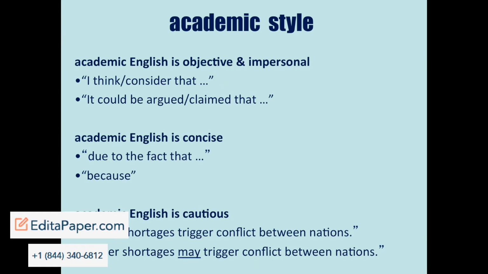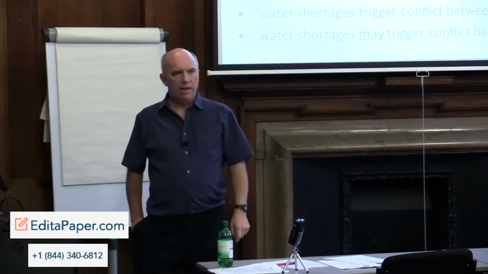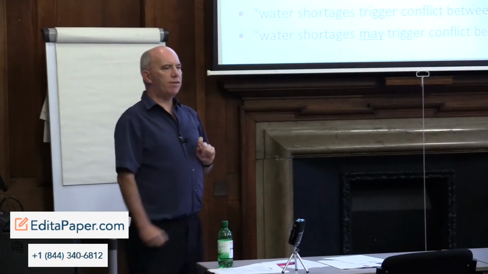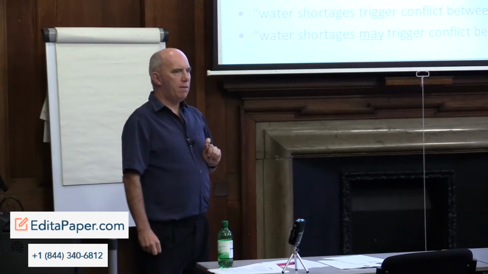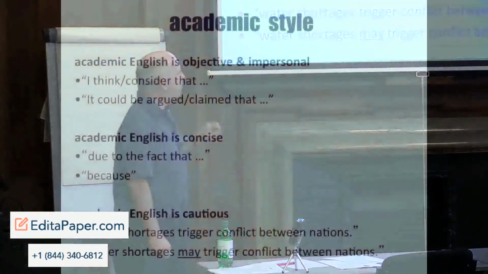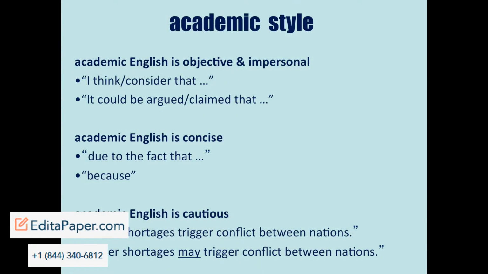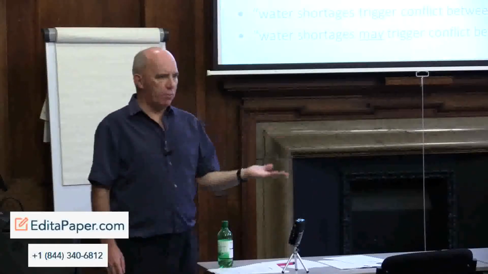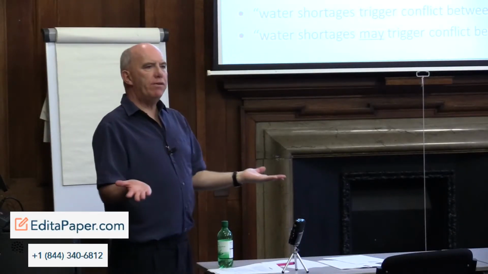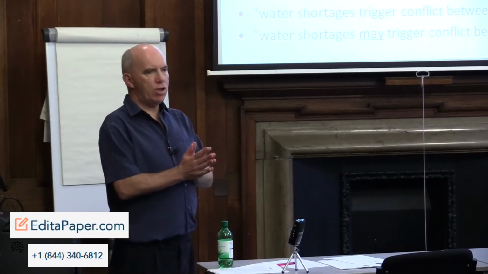Academic English is cautious. Water shortages trigger conflict between nations. Now that's a very bold statement. Is there the evidence to support that statement? Maybe there isn't. Maybe it's more likely that water shortages may trigger conflict. So in other words, we've got to match the strength of our statement with the strength of our evidence. Do the two match up?